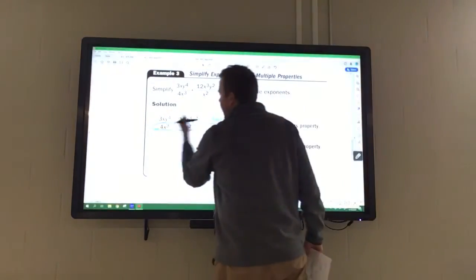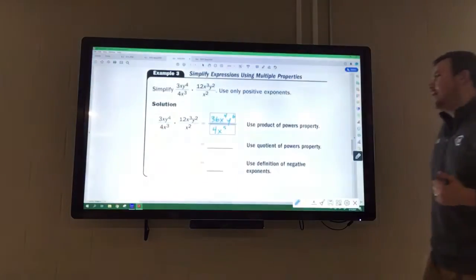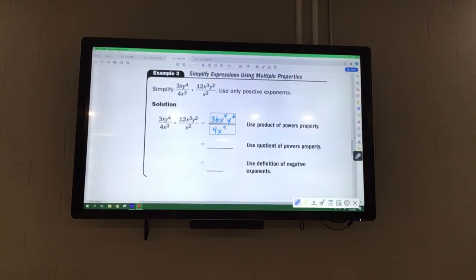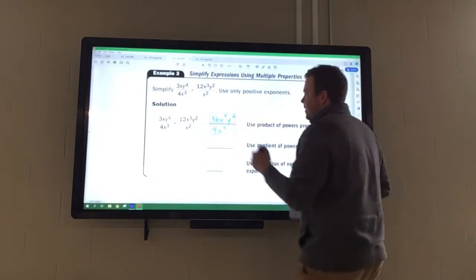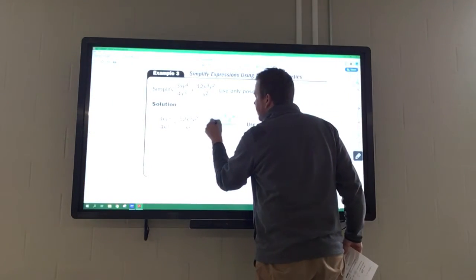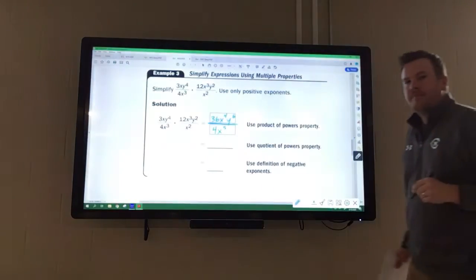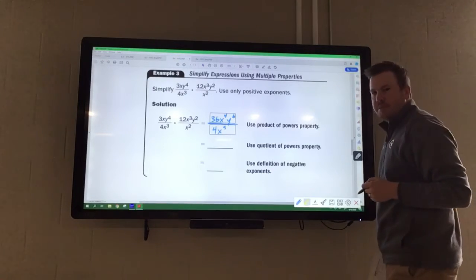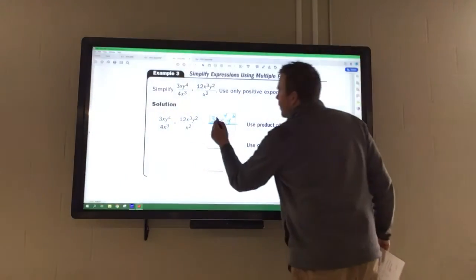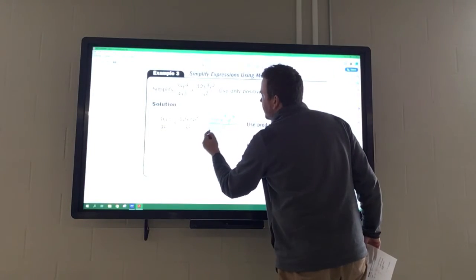Great, but we're not done yet. Now we're going to simplify using that first property we learned today, the quotient of powers property. Here's how I want you to look at this. Looking at it as is, it looks like one really big, really tough problem. Let's break that up. We're going to break this up into 3 separate problems. The first one is going to be 36 divided by 4.